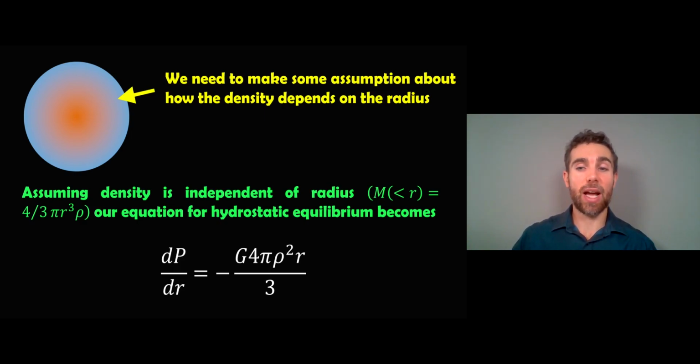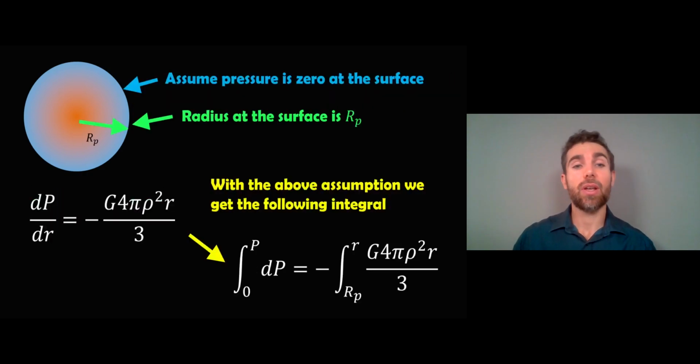So if that's the case, we can exchange our mass. We had an expression for the mass within some distance r from the center, and we can put that down here instead, and put it in our differential equation for the hydrostatic equilibrium. What we're going to do is assume that the pressure at the surface is 0 and that the radius at the surface is rp. We can then write this in the form of an integral, so we can look at solving it.